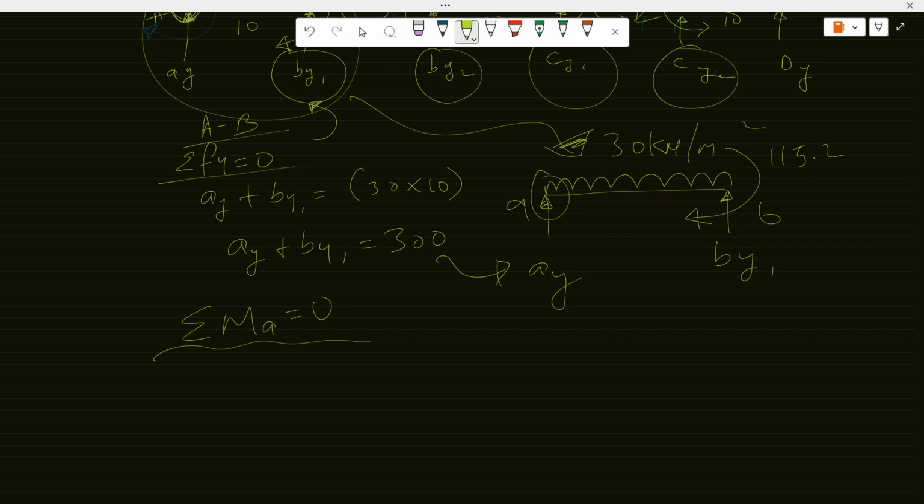I think of this as a ball once again. So this moment would rotate it in a clockwise manner. Also this UDL will rotate it in a clockwise manner. If this is a ball and the UDL is coming like this, it means that the ball will rotate in this manner. And this BY1 will rotate it in an anti-clockwise manner.